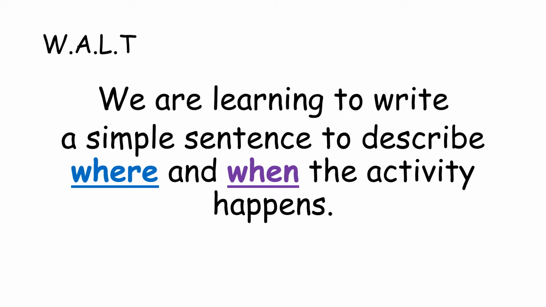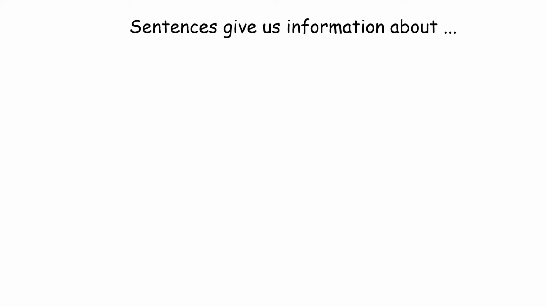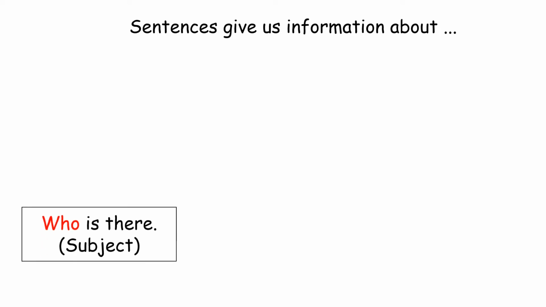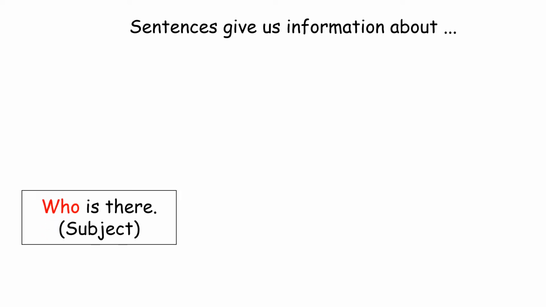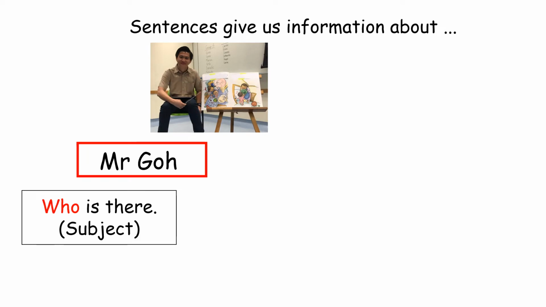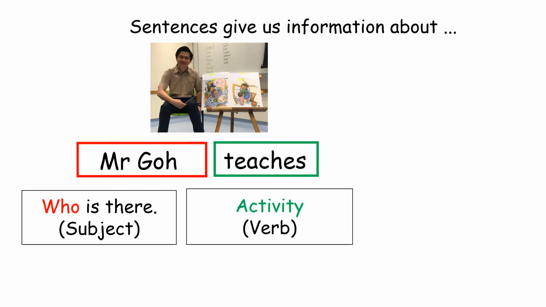Today we are learning to write a simple sentence to describe where and when the activity happens. Sentences give us information about who is there, the subject, for example, Mr. Go, and the activity that is happening. So in this case, Mr. Go teaches is a short sentence. It tells you the subject and the verb.